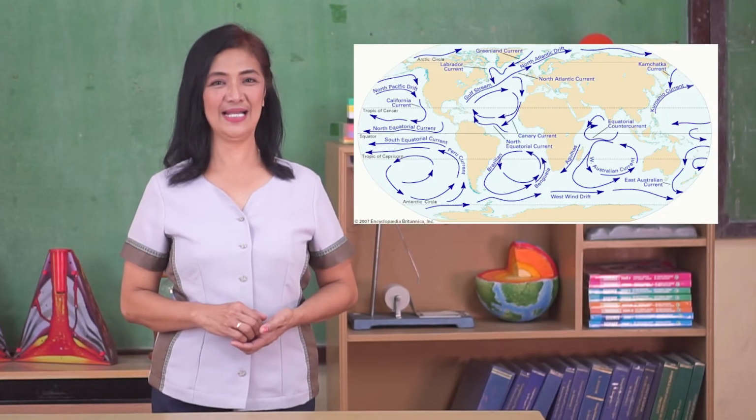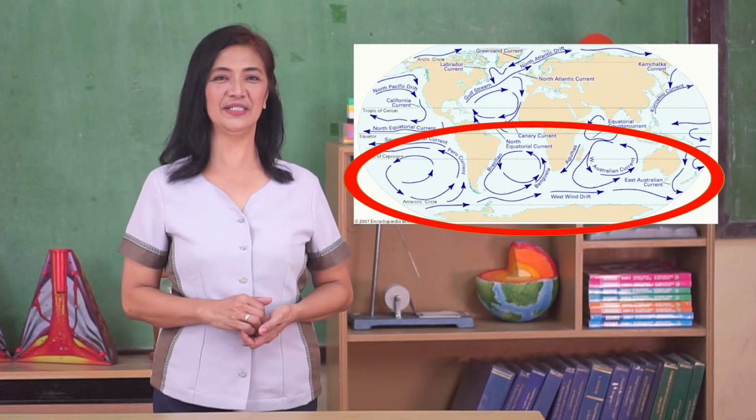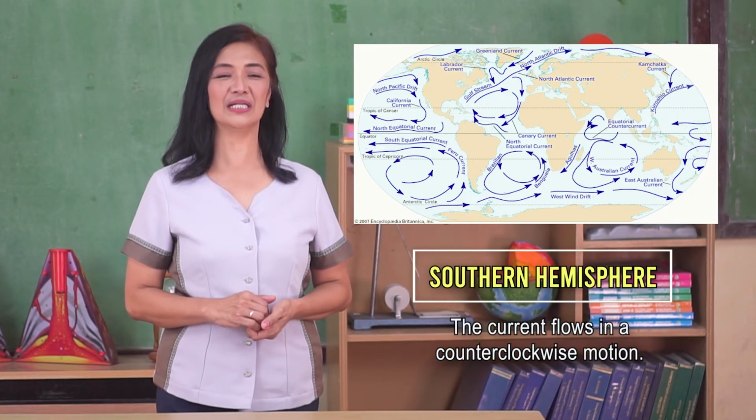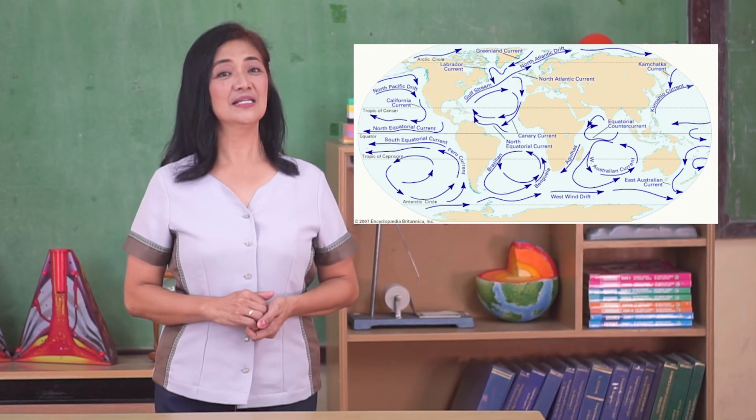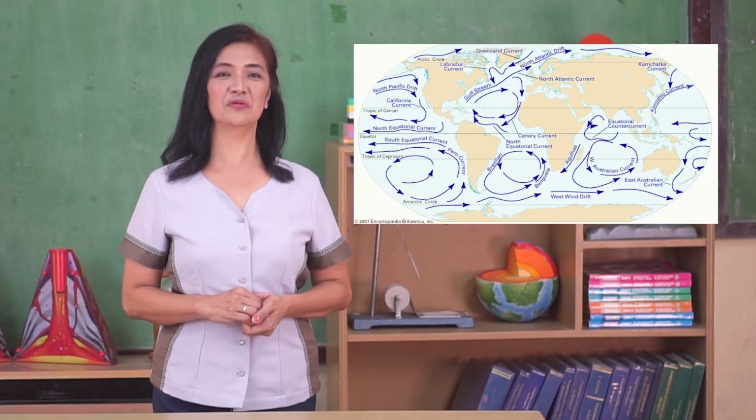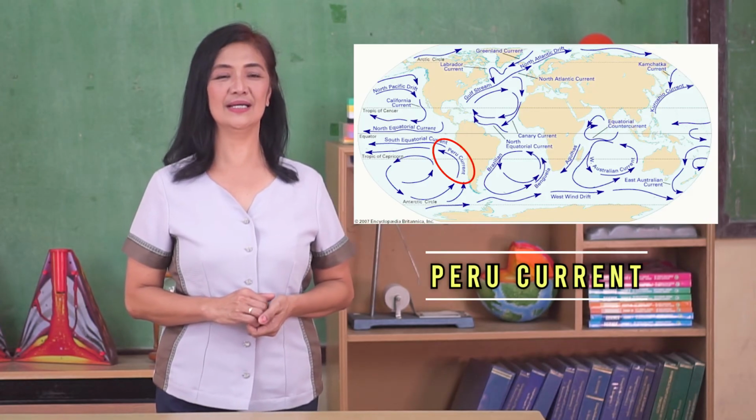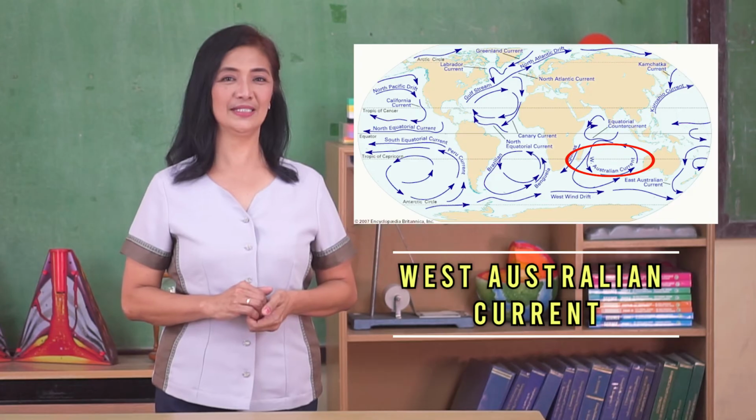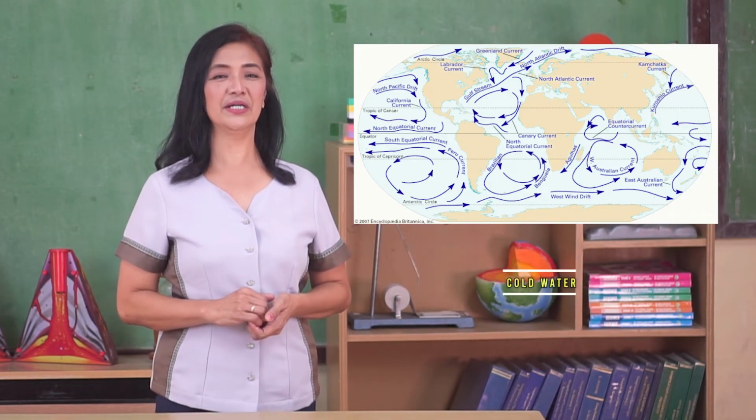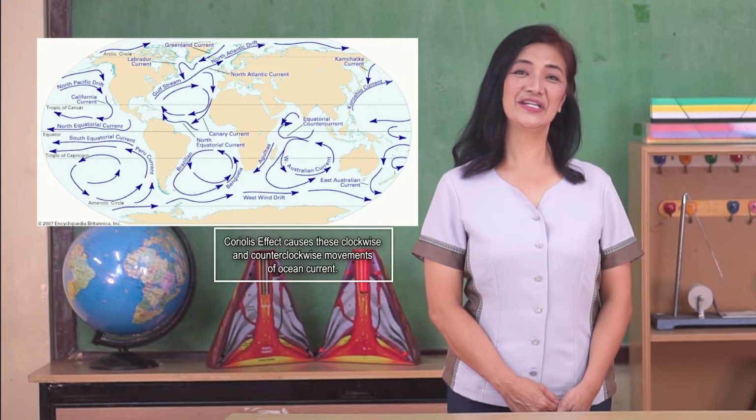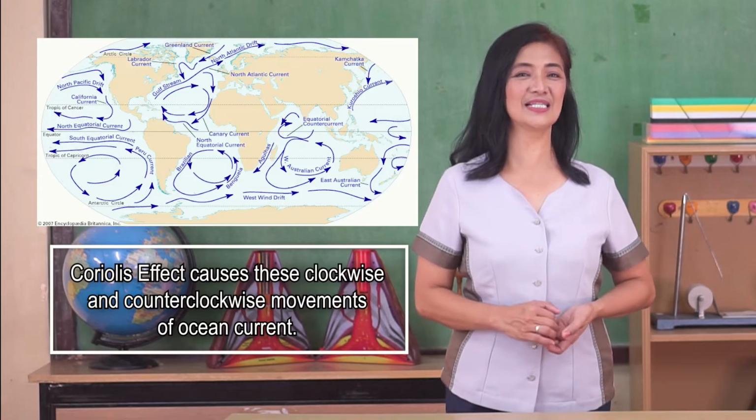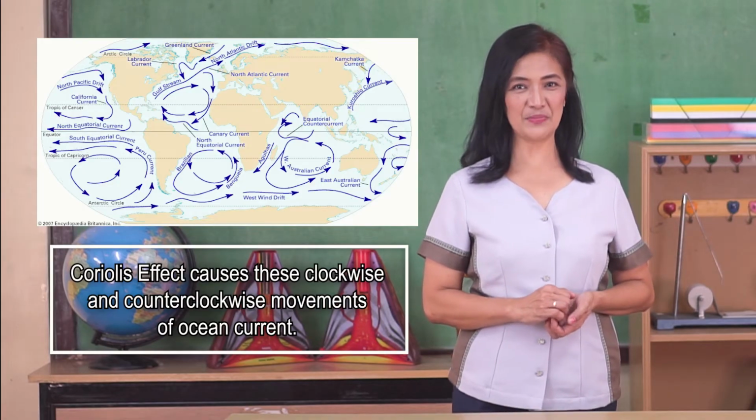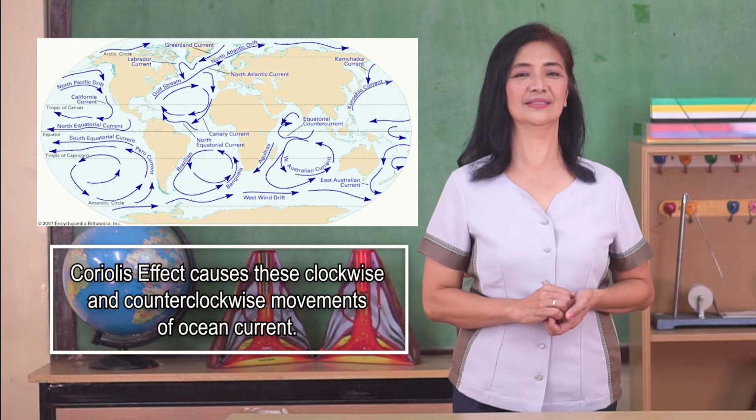On the other hand, in the southern hemisphere, the current flows in a counterclockwise motion. Some examples of current flows here are Peru current and West Australian current, which also carry cold water. Coriolis effect causes these clockwise and counterclockwise movements of ocean current.